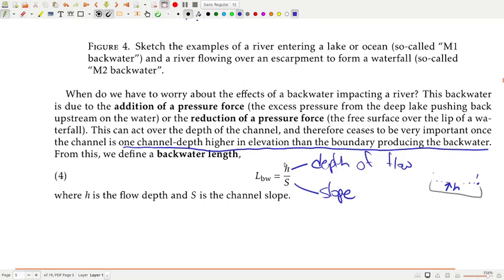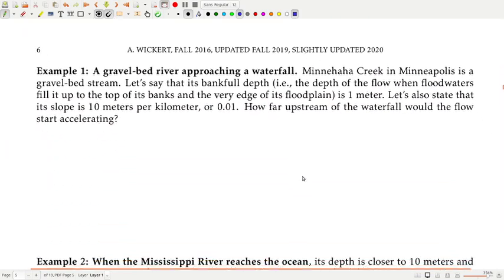And so here, what you can imagine then, well, I guess you can do more than just imagine, you can see that this is just going to tell us, for a certain kind of river, how far away from a backwater the backwater effect might matter. So let's take a couple examples.